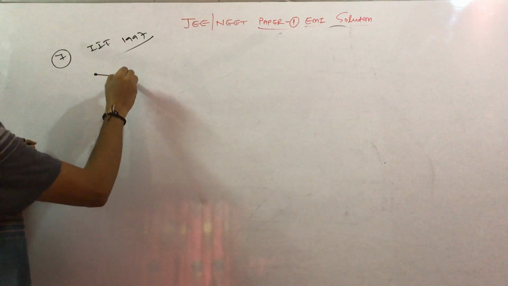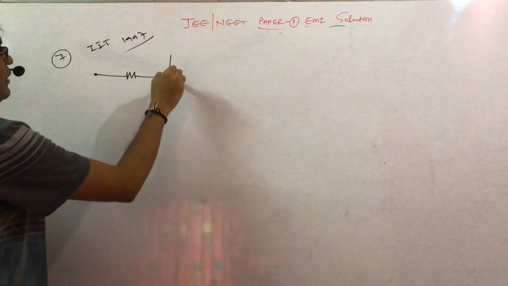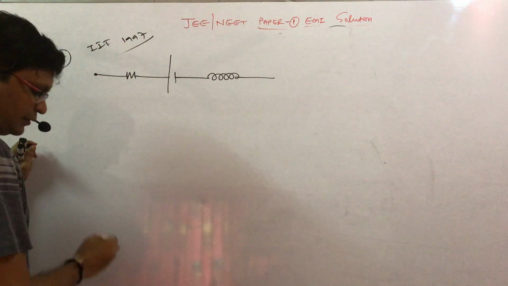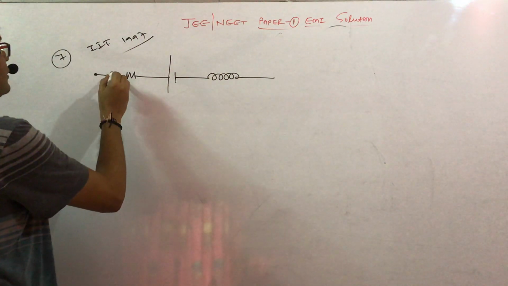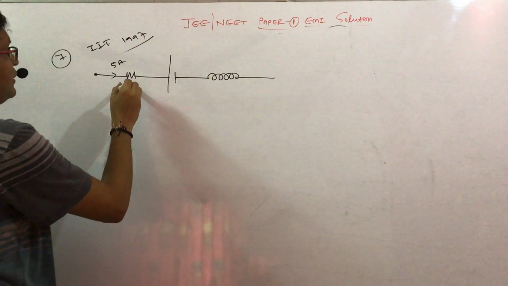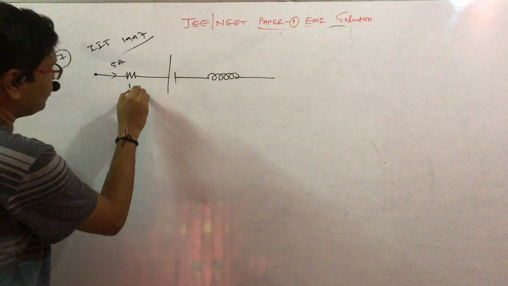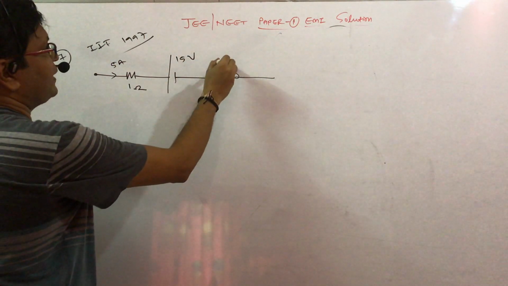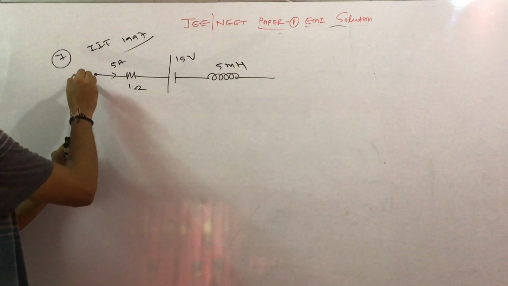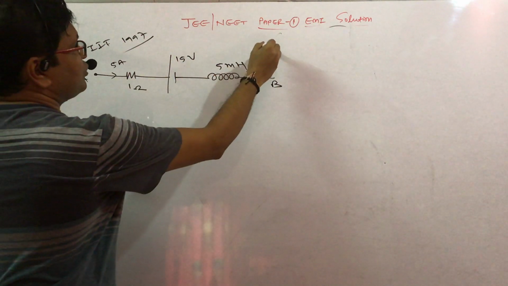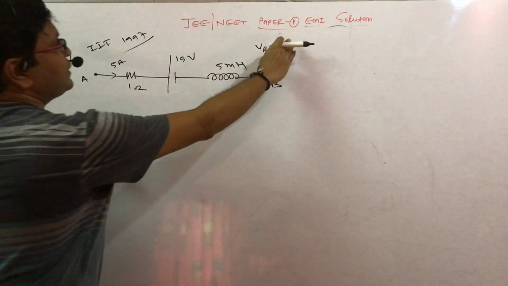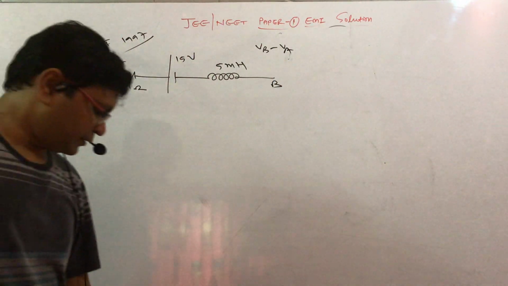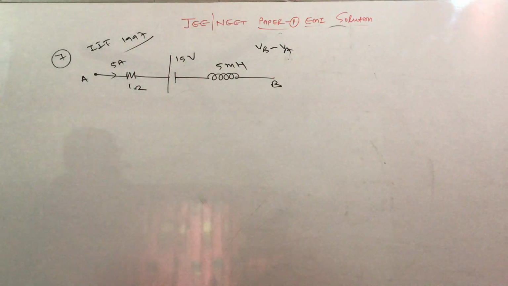Check the diagram. There is a resistor, then a battery, and there is an inductor. The current passing through this resistor is 5 ampere. Resistance is already given, 1 ohm. There is a 15 volt battery, and there is a 5 millihenry inductor. This is point A and B. Your target is to find VB minus VA. Find the potential difference between B and A.